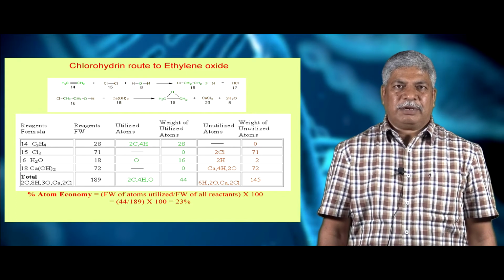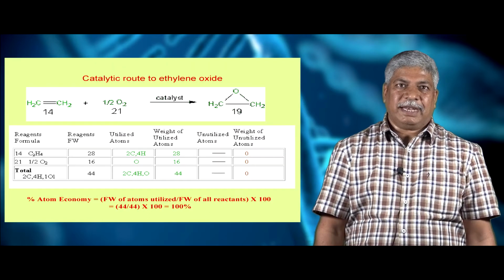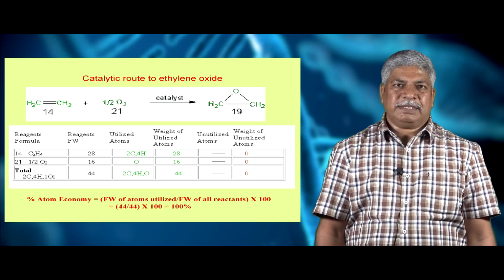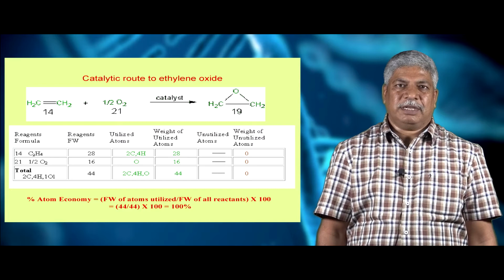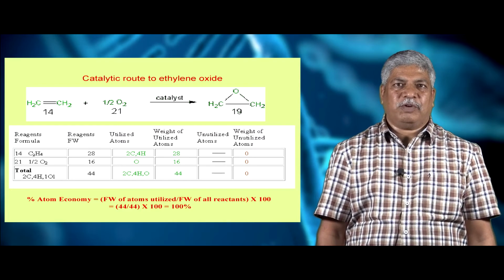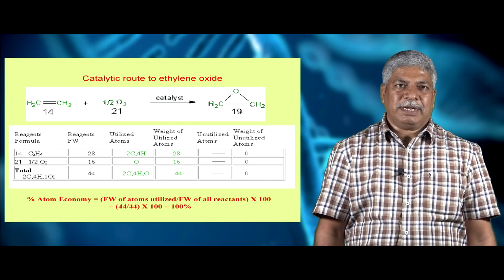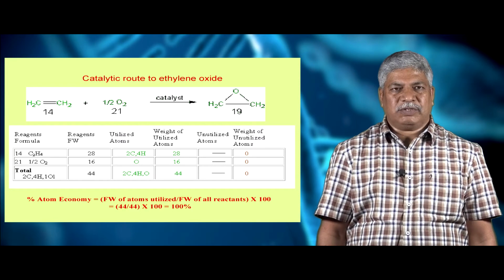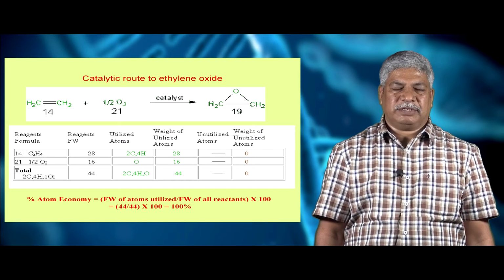Now let us see the alternate method to prepare ethylene oxide. This is the catalytic route for the preparation of ethylene oxide. In this catalytic route, ethylene reacts with oxygen in presence of a catalyst to form ethylene oxide. So ethylene totally reacts with oxygen. That means both ethylene and oxygen completely go into the product. No waste product is formed in this reaction.